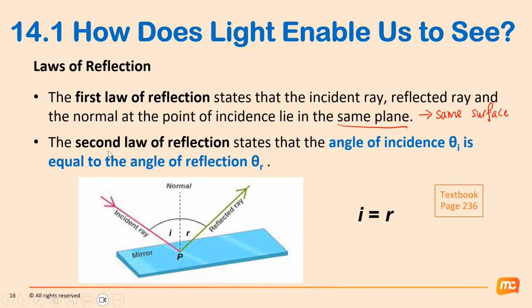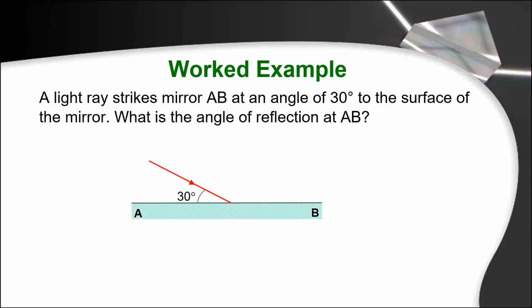And then the second law, which is the more important one, that's why I highlighted it. You need to know this: angle i will always be equal to angle r. No matter which angle I shine the light at, the angle of incidence will always be equal to the angle of reflection. So if it's 50, it will be 50, if it's 20, it will be 20. So i equals r. Important, you must know. And remember, it's small i, small r, not big I, not big R. So we look at a few examples.